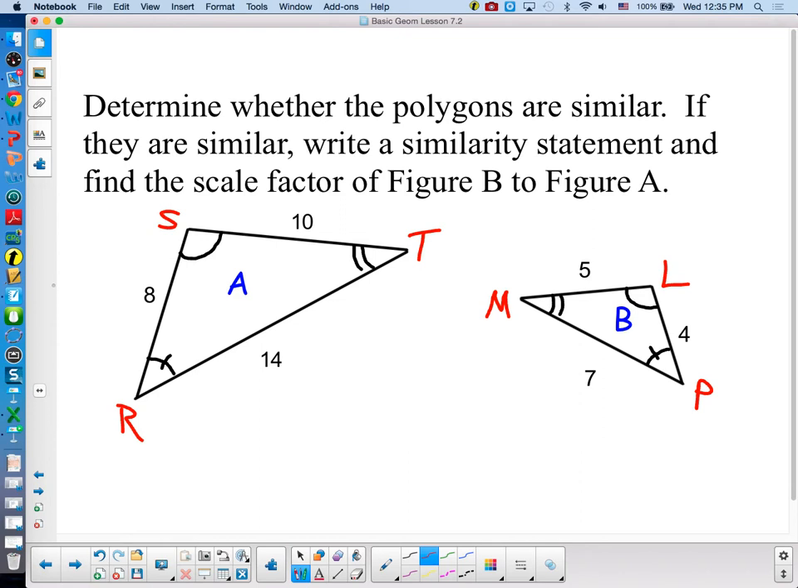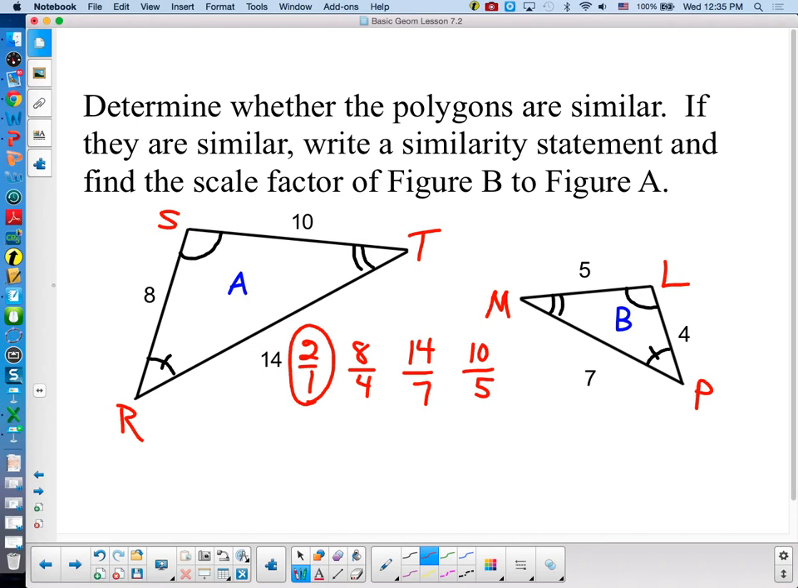Okay, the angles work. Sides, 8, which is between those two, would match with the 4. I'm going to write 8 to 4. Then 14 would be with the 7. And the 10 would go with the 5. Each of those reduce 2 to 1, don't they? Okay, so are they similar? Yes. So go in the back.